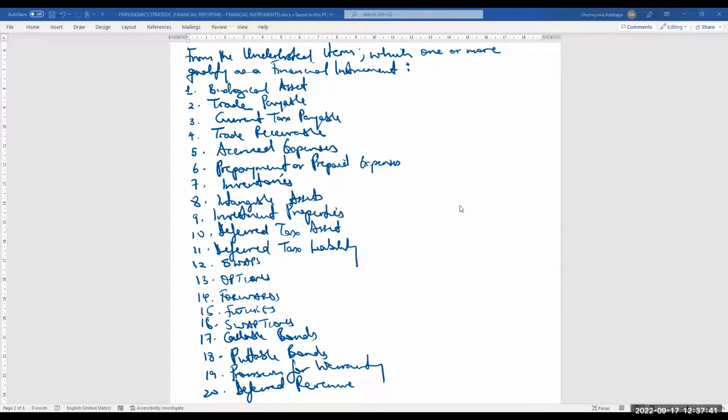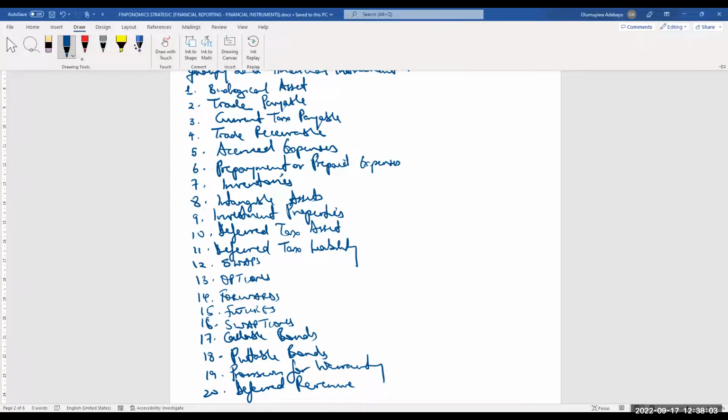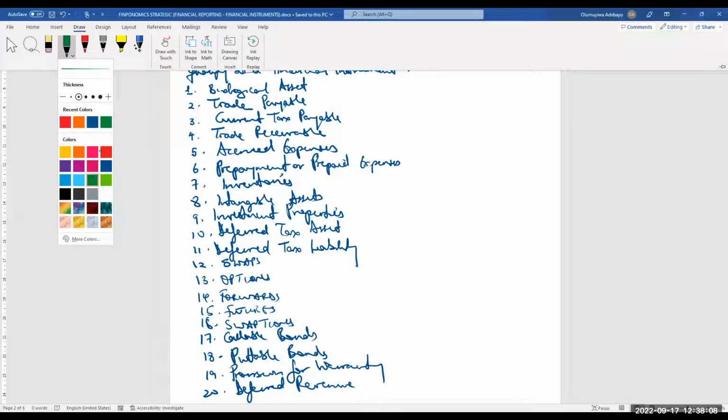Okay, we are back, and you have more or less deliberated and mentioned them. Without bias, I'm going to pick them one by one. First, I'll pick those that are financial instruments and mark them green, and those that are not financial instruments, I'll mark red. Okay, now let's pick it one by one.